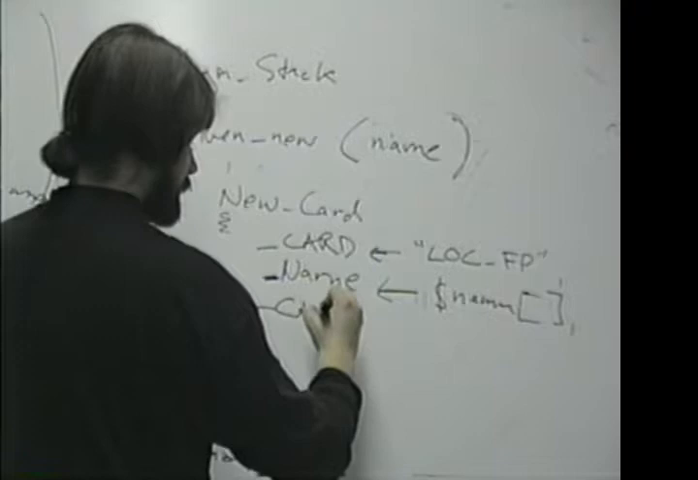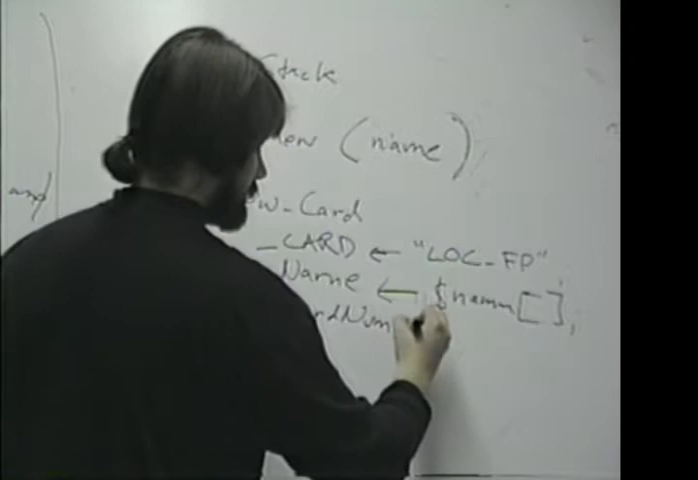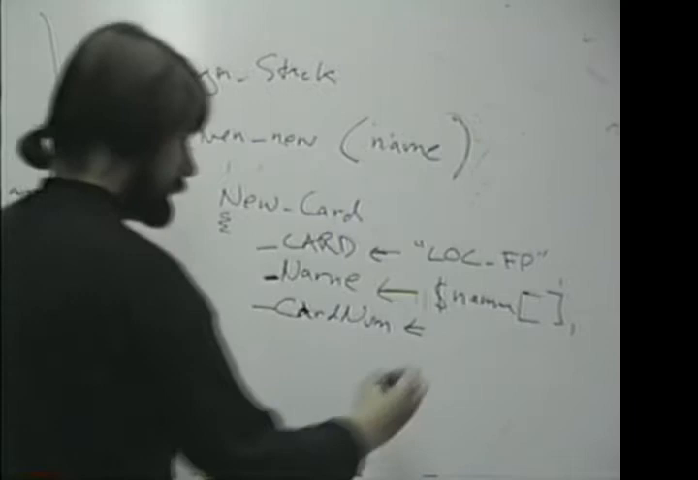Which is uppercase. In most cases, we do card num. And there's a global variable that maintains the card number that you're at as you're creating cards. And that's card num. And that's a keyword in the language.